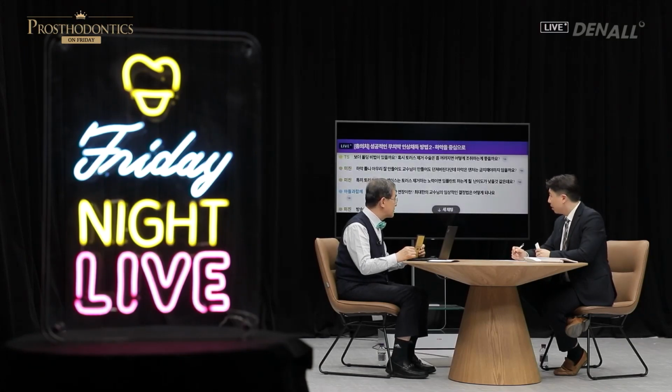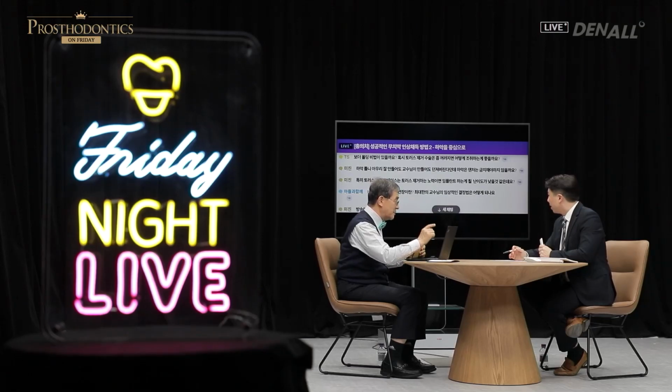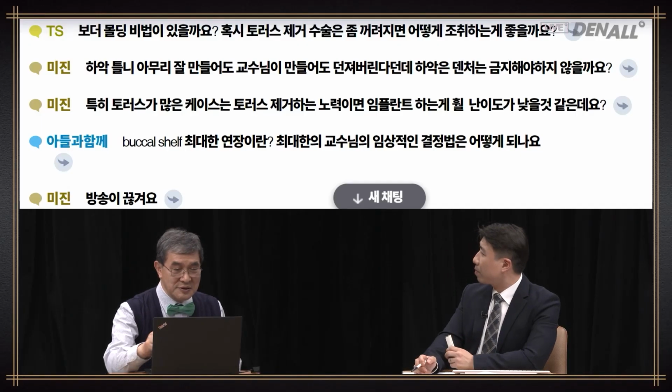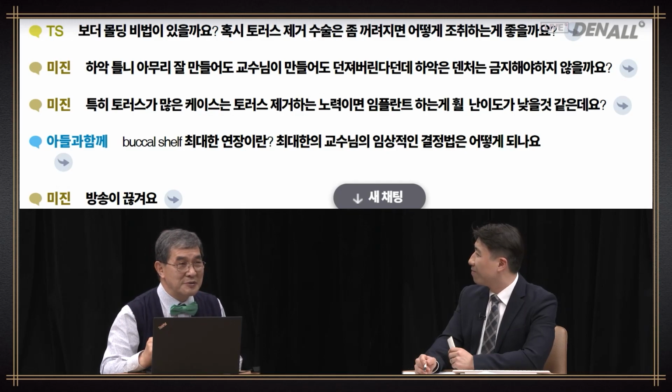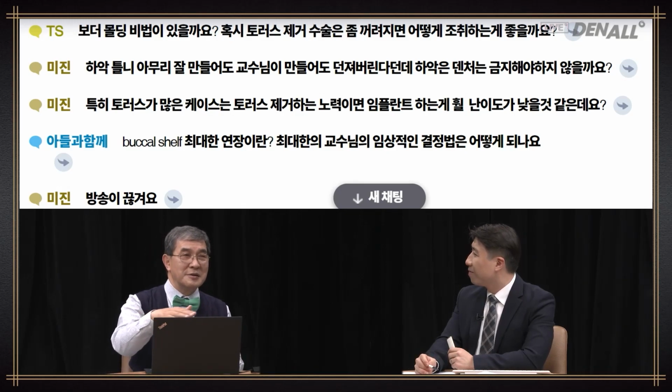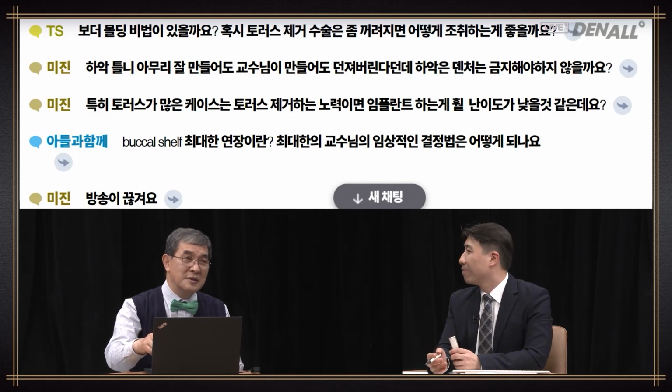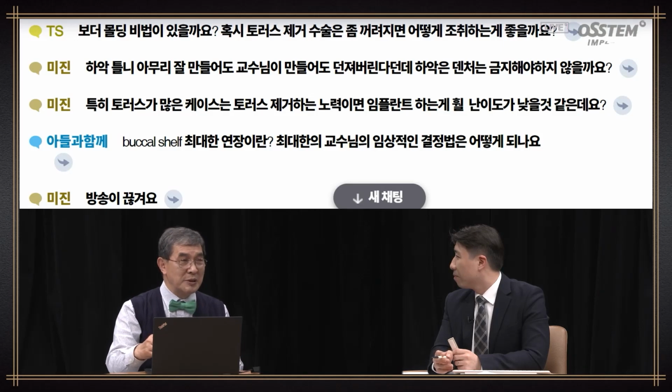Let's look at the real-time chat on Daniel's site. You have talked about how to do border molding in your lecture. If you're hesitant about removing the torus, then you can use implant treatment. If there's no issue with it, you can do it, or else you can just do implant treatment rather than being blamed by the patient for removing the torus.